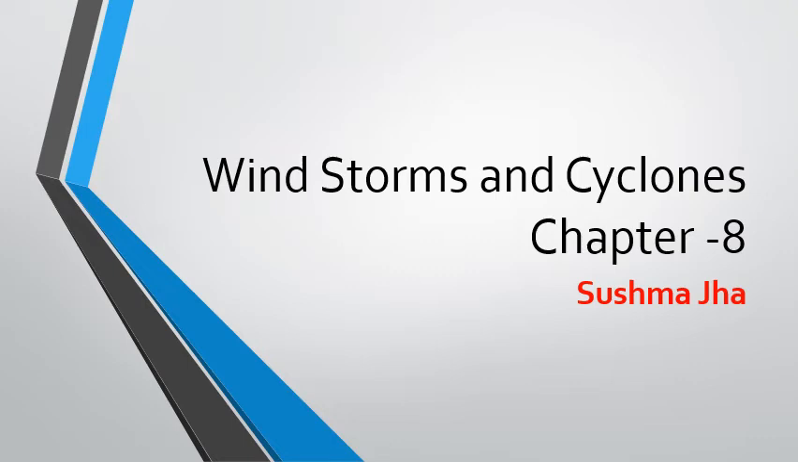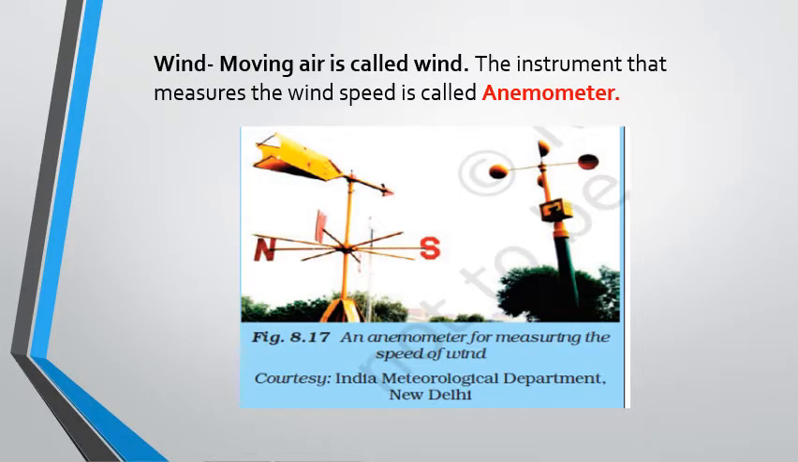Good morning, children. Let us start chapter number 8, Wind, Storms and Cyclones. What is wind? Moving air is called wind. The instrument that measures the wind speed is called anemometer.